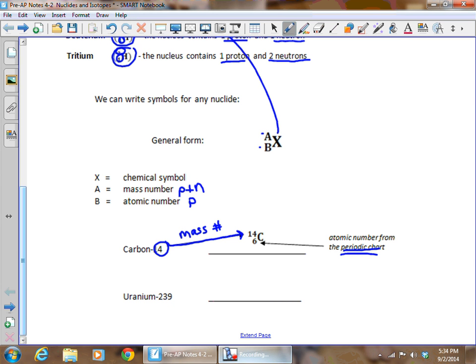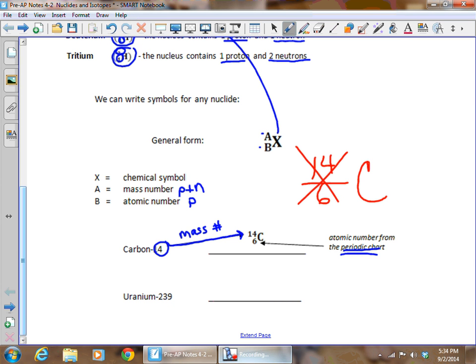Notice something. Never put a division line between those two values. It's not done. There is no line between the mass number and the atomic number. So with that information, see if you can do uranium-239 really quick from your periodic table.